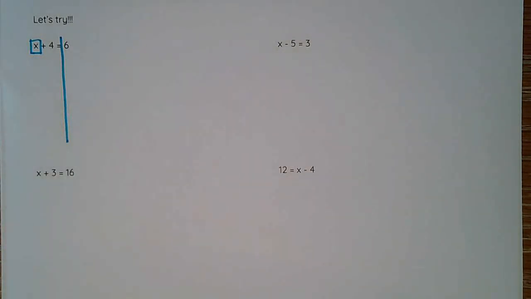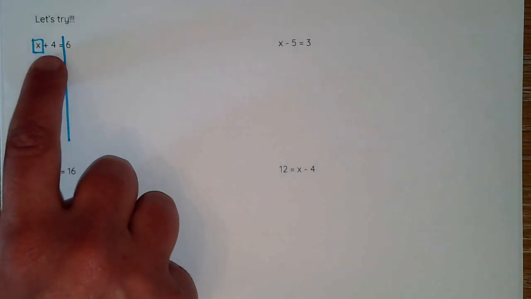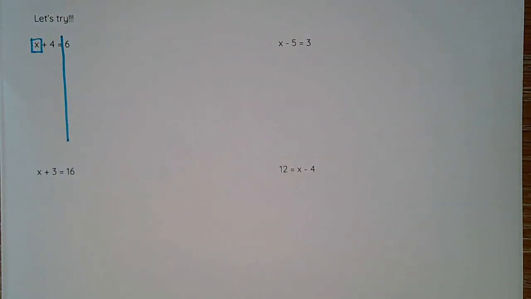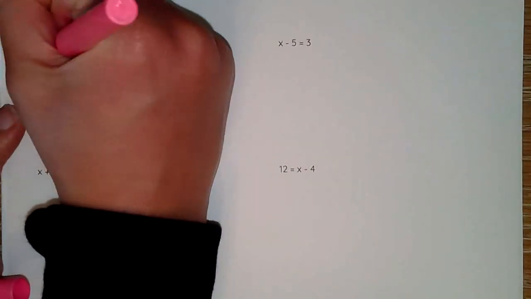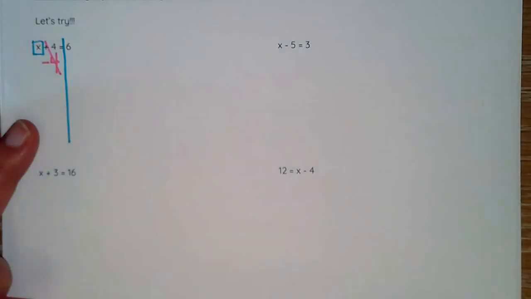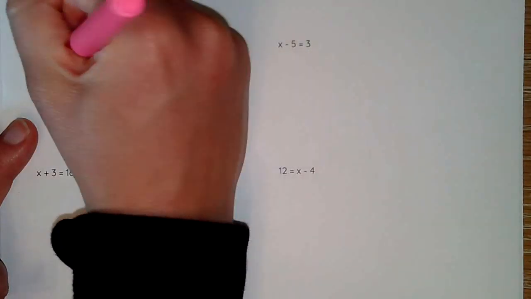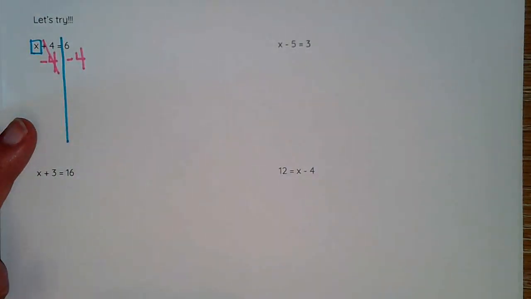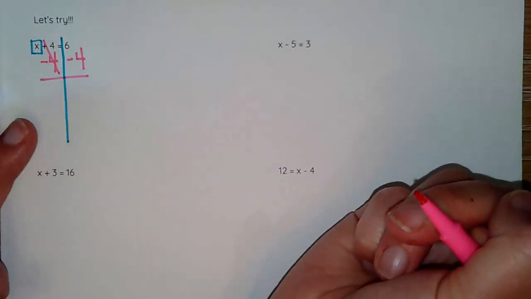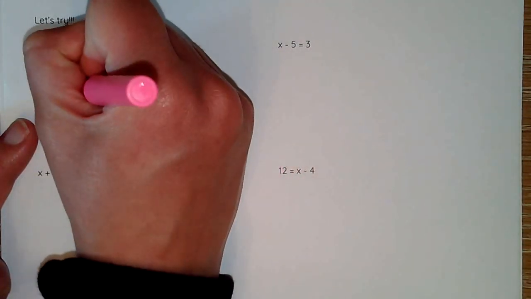Step number 2 was to ask myself, how can I isolate my variable? How can I get that x by itself? To do that, I need to get rid of that plus 4, so I need to use inverse operations. To get rid of a plus 4, I'm going to subtract 4. Plus 4 minus 4 gets me 0. Those cancel out. But because I subtracted 4 on this side, I must also subtract 4 on this side. That does not cancel out, but it does get us a number. 6 minus 4 gets me 2.